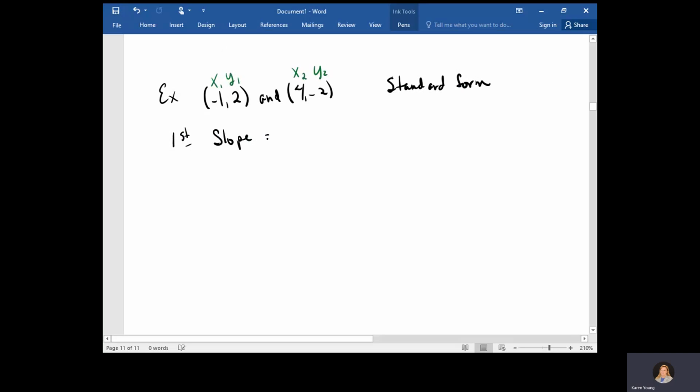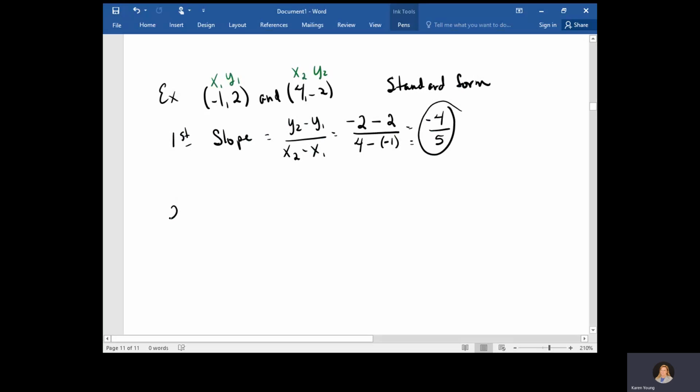So my slope formula is y2 minus y1 over x2 minus x1. y2 is -2, y1 is +2. x2 is 4 minus x1, which is -1. So -2 minus 2 is -4. 4 minus a -1, those come together and make a plus. So it's over 5. So my slope is -4/5.